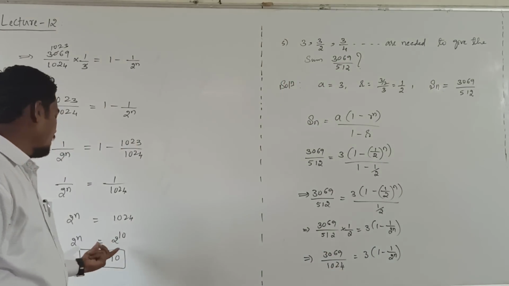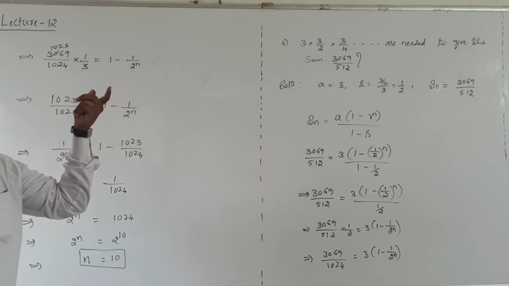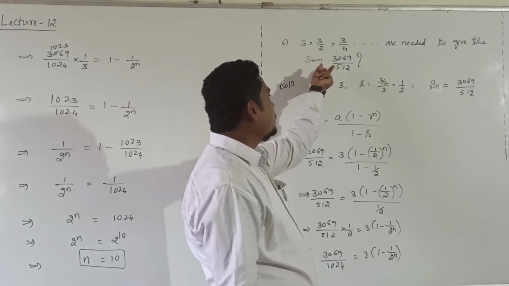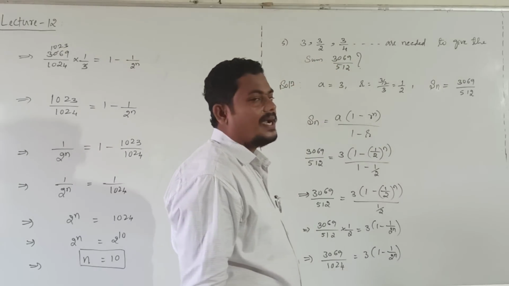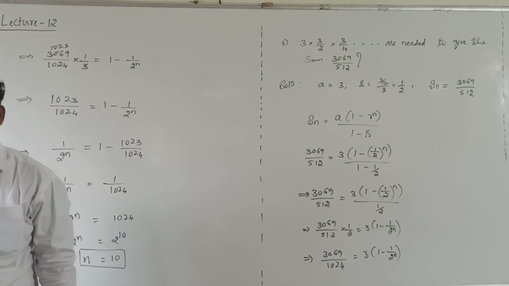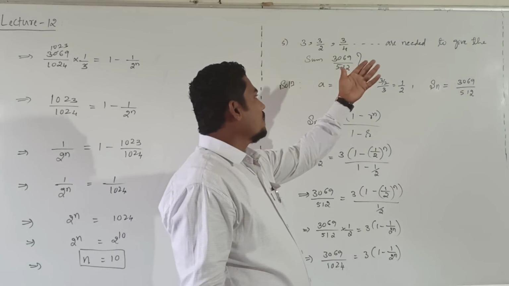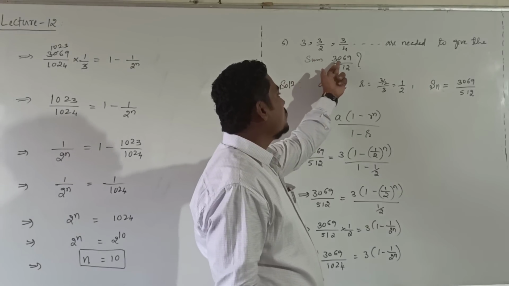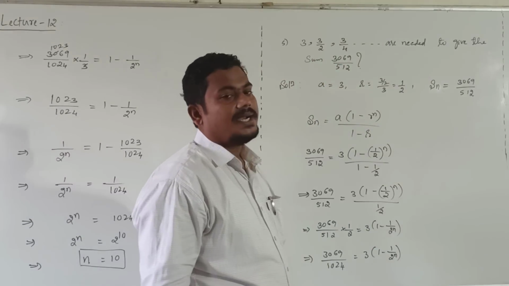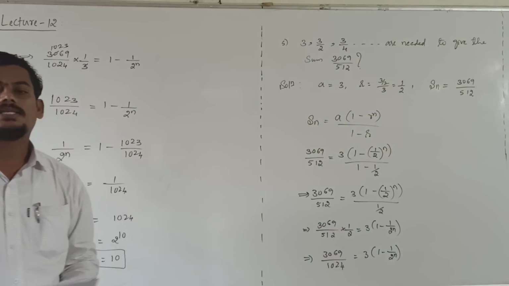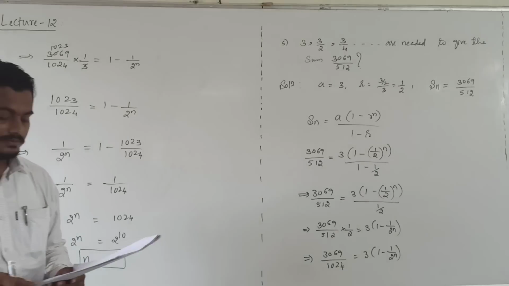We need 10 terms to get the sum 3069 divided by 512. How many terms are needed to give the sum 3069 divided by 512? It is 10 terms.